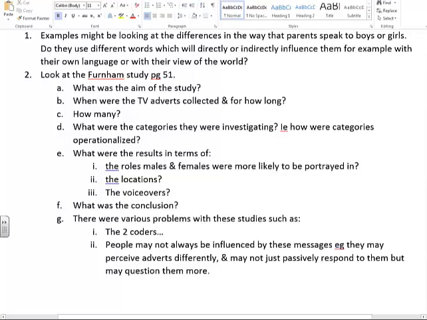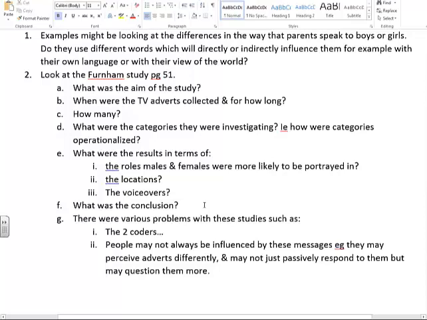We had male or female voiceover. We had who was active, passive. What did they do? What were they specifically looking for? What were the results in terms of just these three categories? Okay, don't worry about the rest. That will be enough. And what was the conclusion?